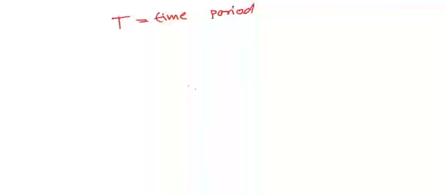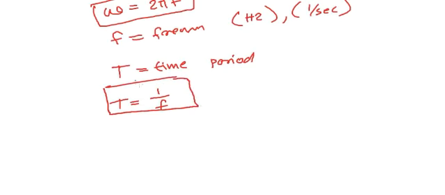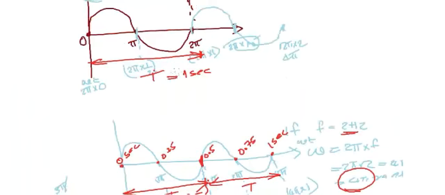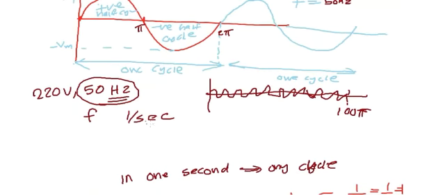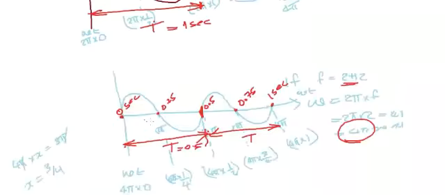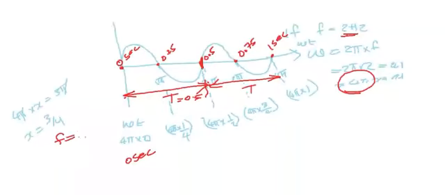T is equal to time period, and T is equal to 1 by f. That is the equation for time period in terms of frequency. Here f is given as 1 hertz, then T is equal to 1 by f is equal to 1 by 1 is equal to 1 second. And here f is equal to 2 hertz, T is equal to 1 by f is equal to 1 by 2, that is 0.5. Okay, I think the concept is clear.